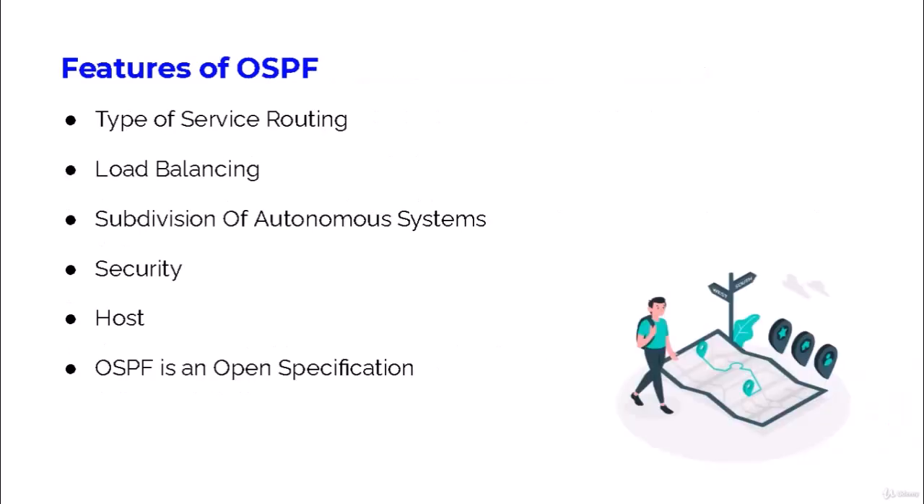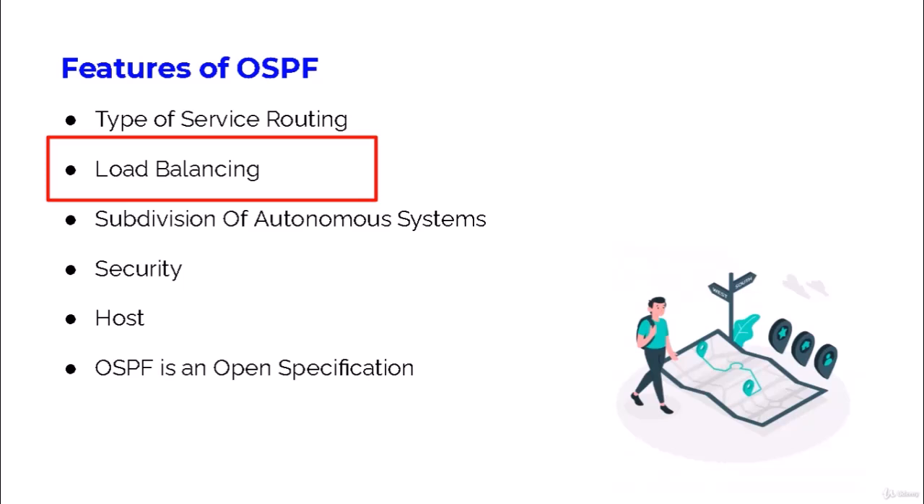What are the features of OSPF? Type of service routing, which means it is possible to configure different routers to support different types of service requirements. The next is load balancing. When multiple routes are available, traffic can be evenly distributed over the routes.